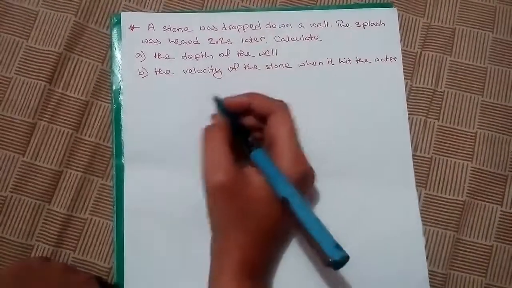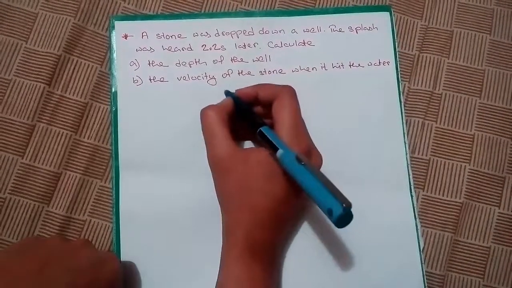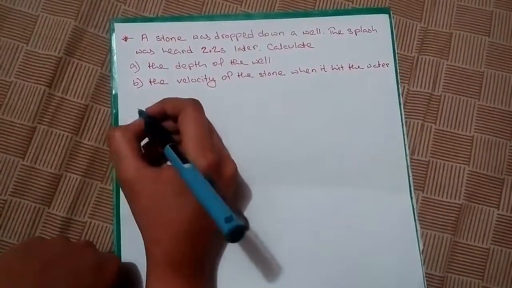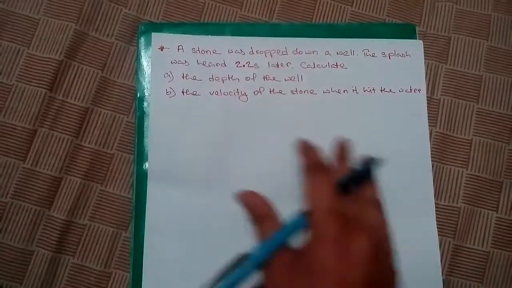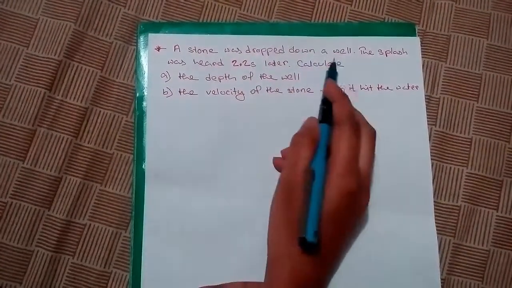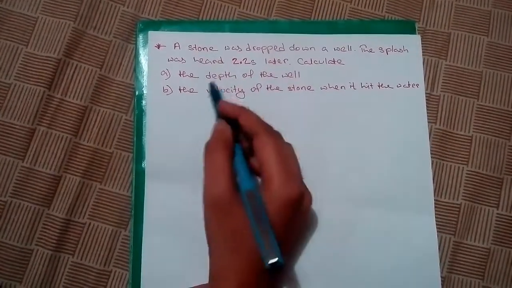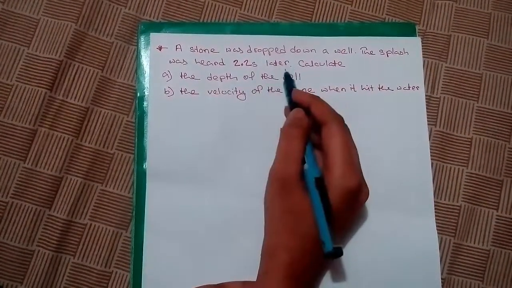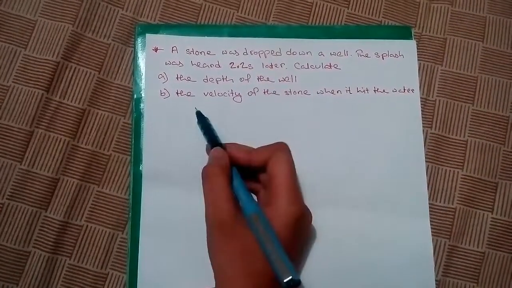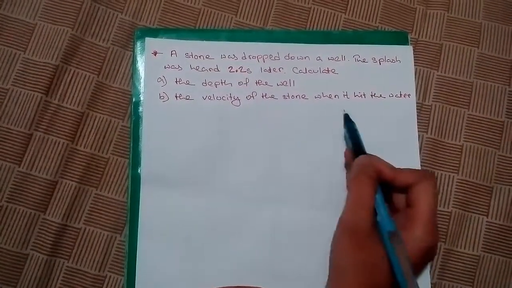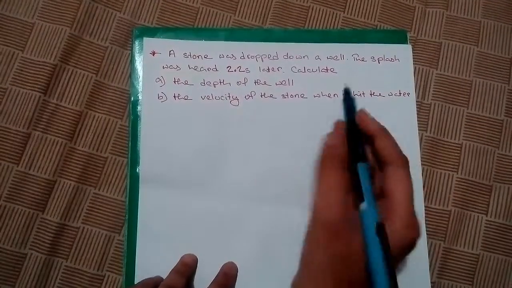Hello everyone. So আজকে আমরা Kinematics chapter এর এই প্রবলেমটা সলভ করব. So let's first read the question. A stone was dropped down a well. The splash was heard 2.2 seconds later. Calculate A. the depth of the well, B. the velocity of the stone when it hit the water.